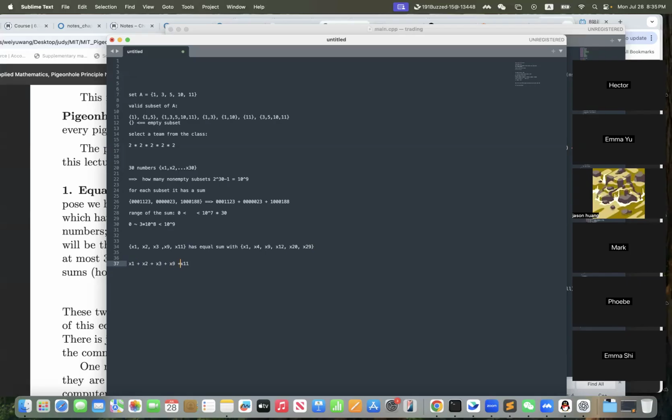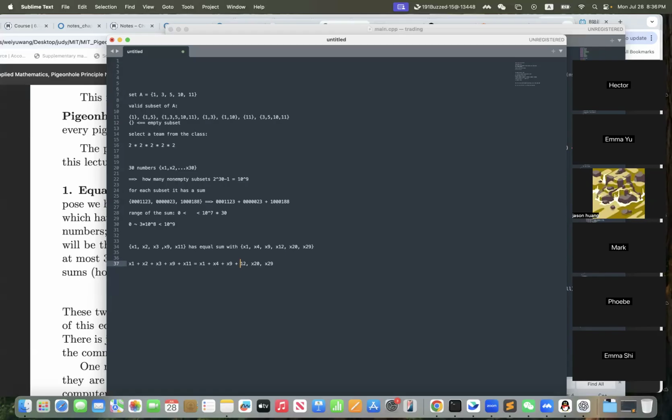And what do you get? You get this sum equals to this sum. And of course, with two different subsets, they may contain the same number, right? So two teams may contain duplicated students. So student one is in team one and is also in team two. So this may be possible.